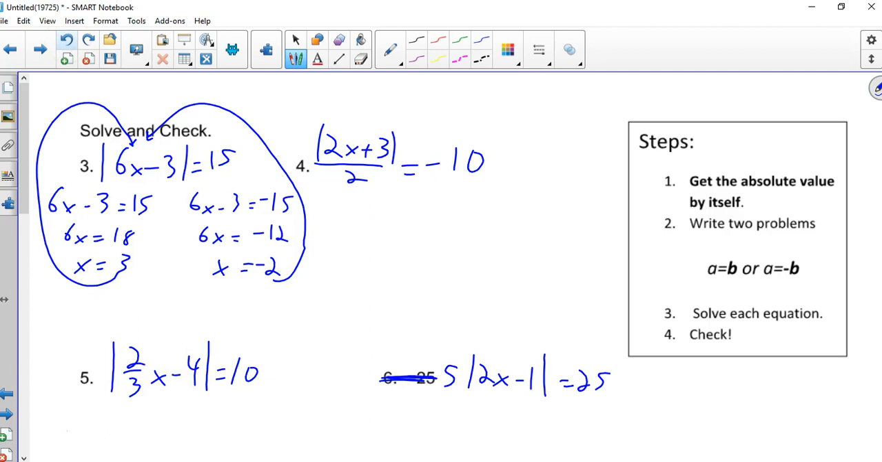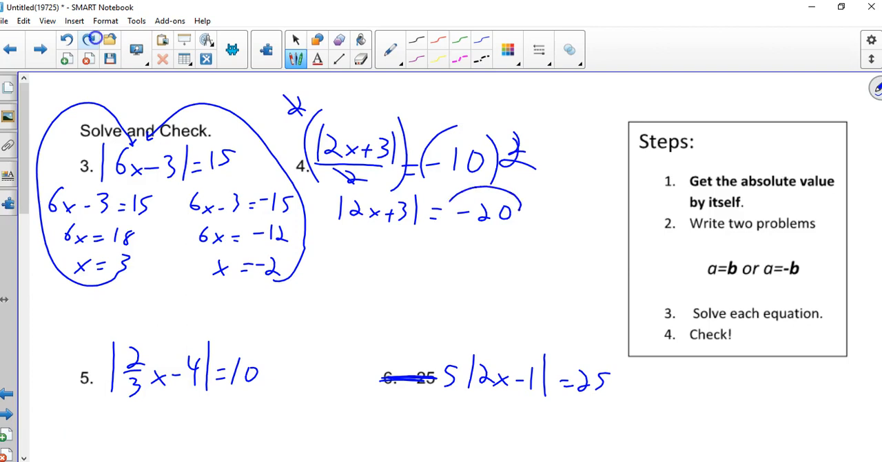The absolute value of 2x plus 3 equals negative 10. We need to get it by itself. So we multiply by 2. And what that leaves us is the absolute value equals negative 20. We can stop right now. We cannot have an absolute value equal to a negative number.